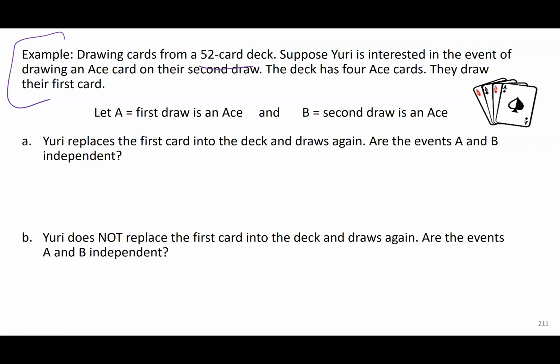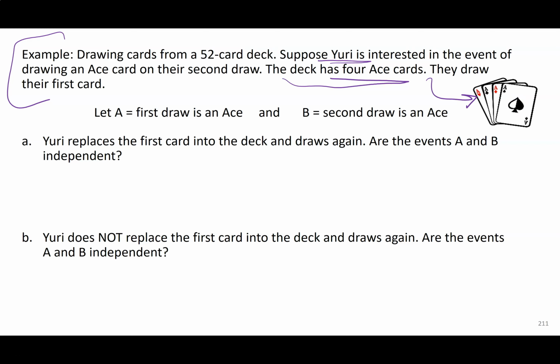52 weeks in a year. 4 seasons, right? 4 deck. Yeah, so suppose my friend Yuri, they're interested in the event of drawing an ace card on their second draw. So they're going to draw a first card and then they're going to draw a second card. and the deck has 4 ace cards. So they're cards that just have just one, whatever it is on their card.